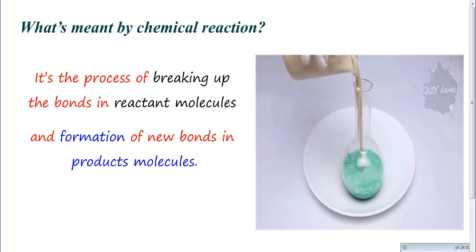So let's understand the meaning of chemical reaction. A chemical reaction is a process of breaking up the bonds in reactant molecules and the formation of new bonds in product molecules.